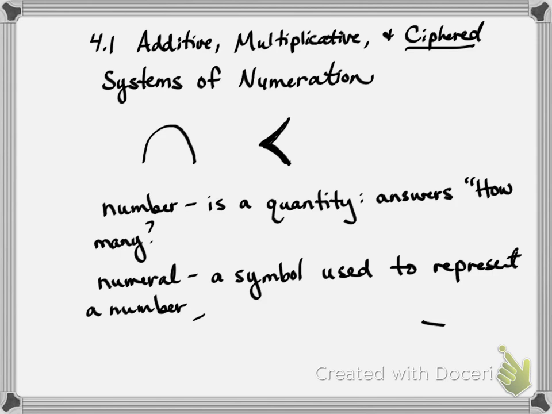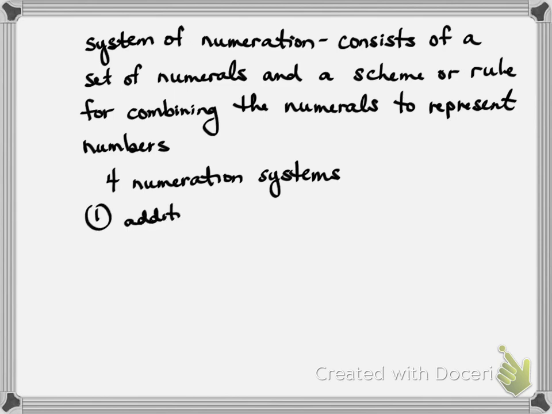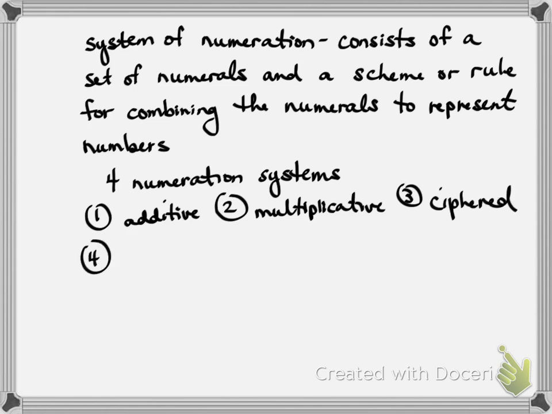And a system of numeration consists of a set of numerals and a scheme or rule for combining the numerals to represent numbers. And there are four numeration systems used by different cultures. One is the additive, one is the multiplicative, one is ciphered, and the one we haven't heard of today is place value, which is what we use.